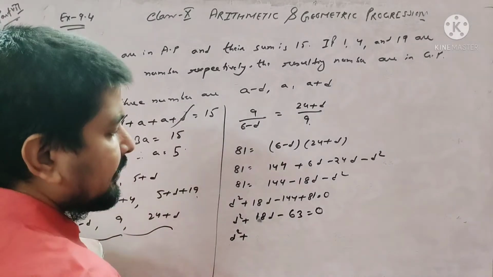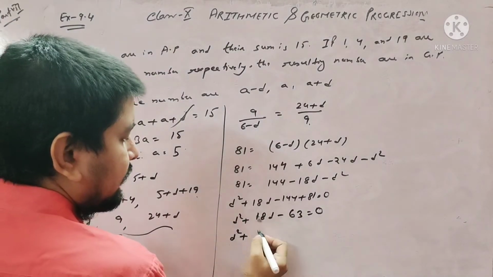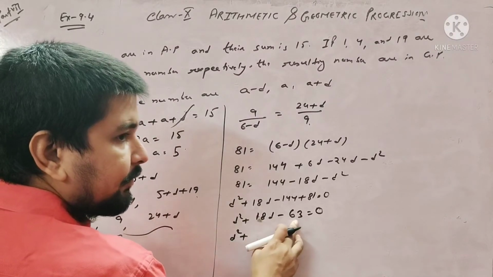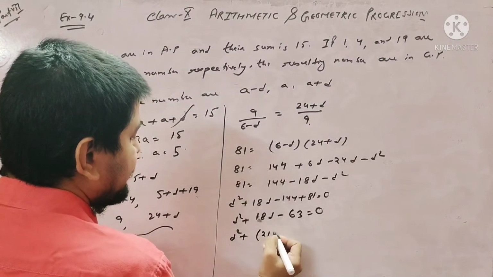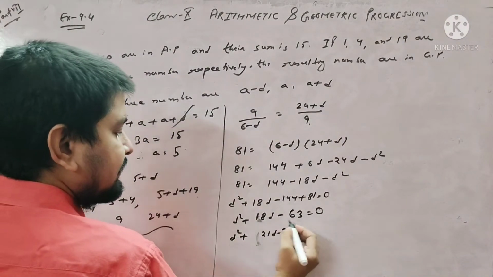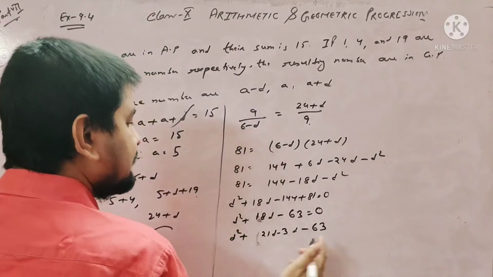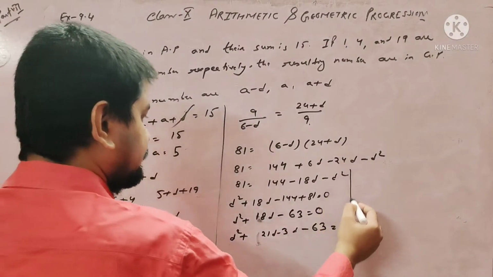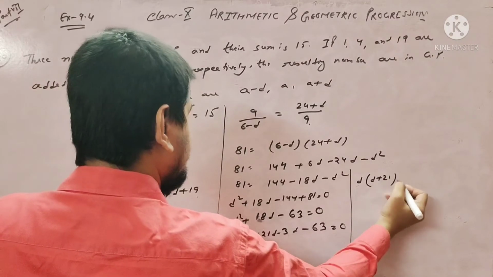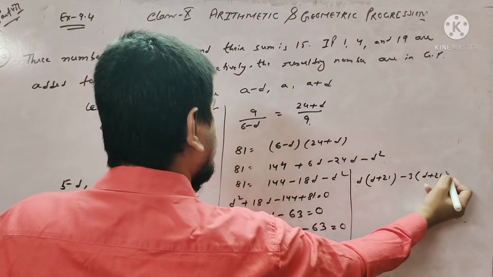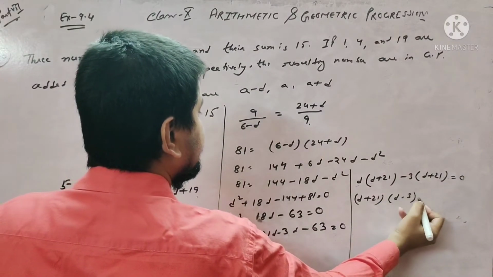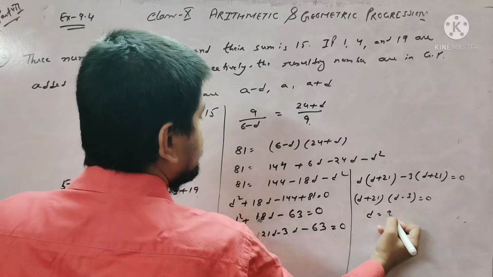We know the rules of the middle term. Okay, you write two numbers: when you subtract those two numbers you get 18 and when you multiply them you get 63. So that is 21D minus 3D. 21D minus 3D is 18D and 21 times 3 is 63, equals 0. Then taking common, D plus 21 minus 3 times D plus 21 equals 0. So D plus 21 and D minus 3 equals 0. So D equals 3.